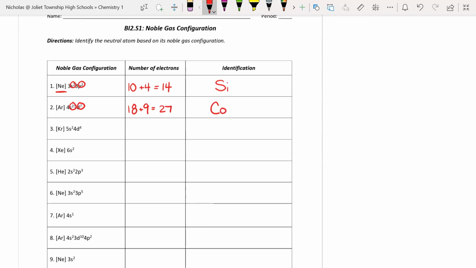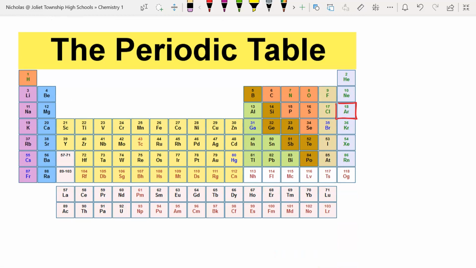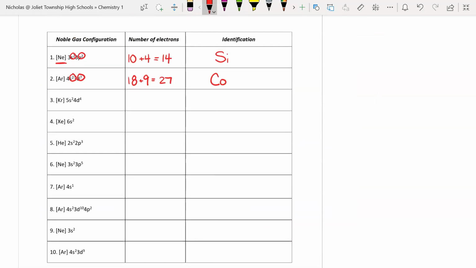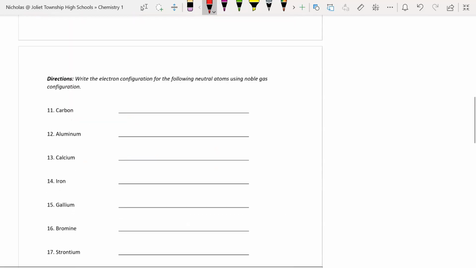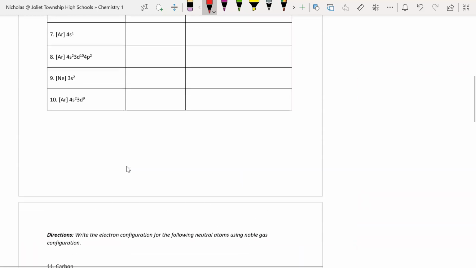Okay, let's look at krypton. Krypton is number 36 here. So 36, and then we are adding 2, 6. So this is going to be 42, and 42 on the periodic table is right here. That is molybdenum. Probably said that wrong.